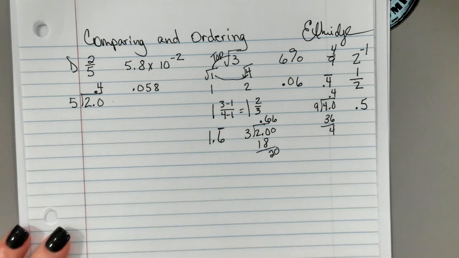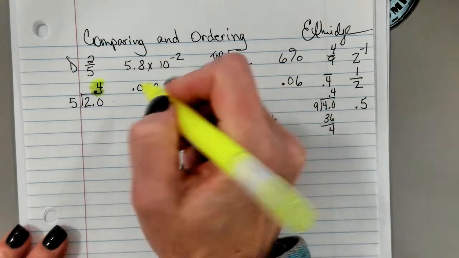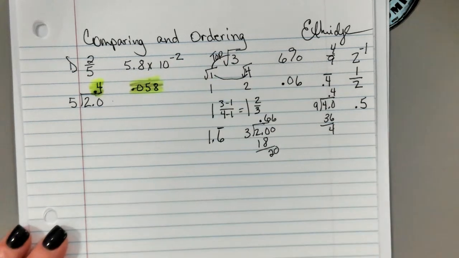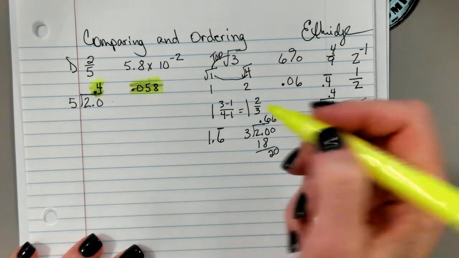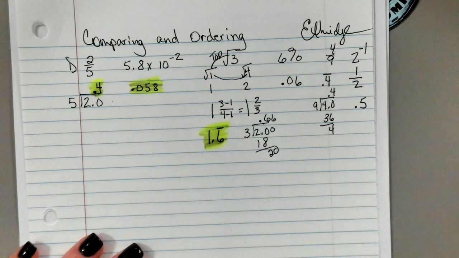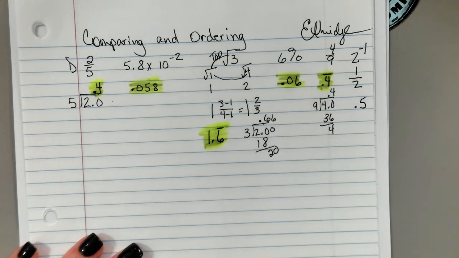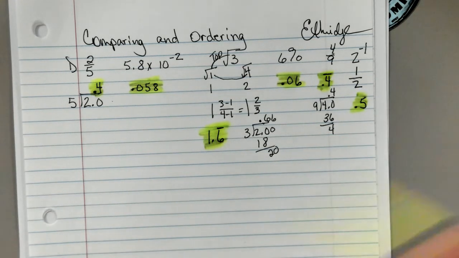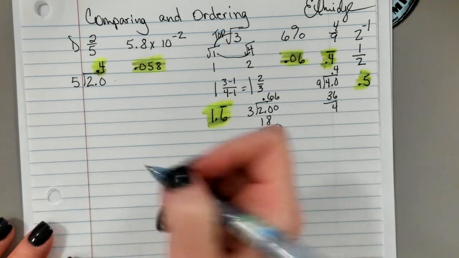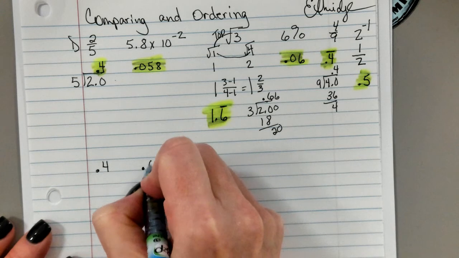All right, now let me mark what numbers, because this is a lot of numbers, but it's okay. Just try to keep track of what you're doing. So I'm looking at 0.4, I'm looking at 58 thousandths, I'm looking at 1 6/10 repeating, at 6 hundredths, at 4/10 repeating, and at 5/10. All right, so now I'm going to write them below just so I can actually look at them without everything else in my way.